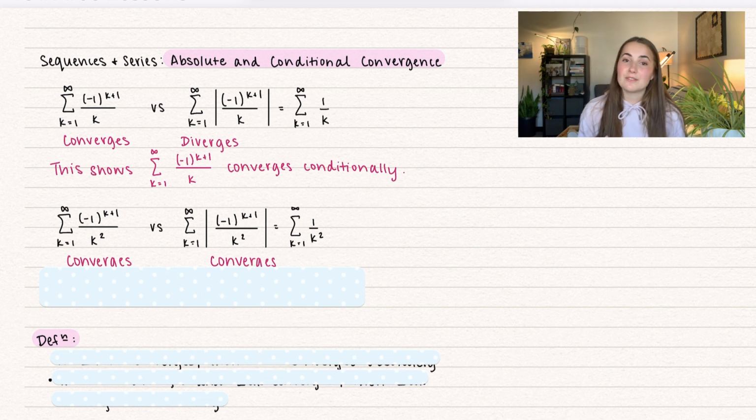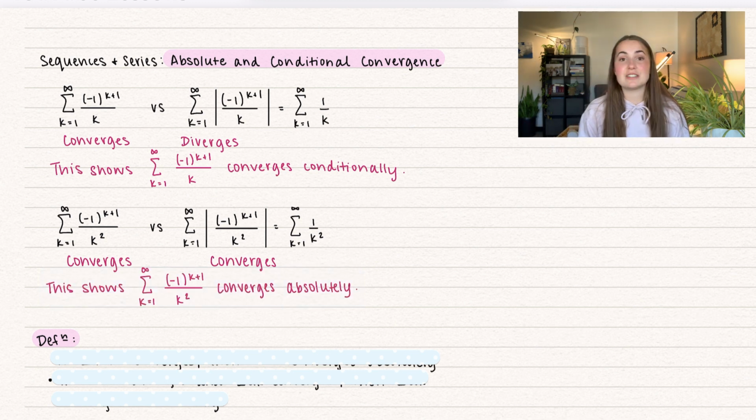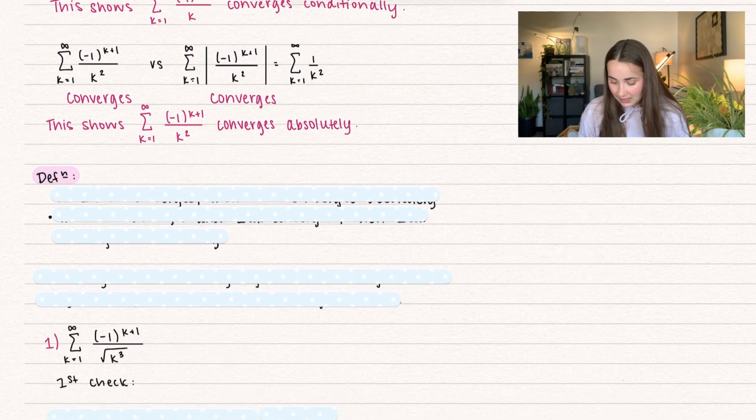That means that this convergence is not conditional on the alternating piece. If it's alternating or if it's not alternating, it's going to converge. So this means the series converges absolutely. No matter what you do, it's going to converge, right? So let's go ahead and give the definition.